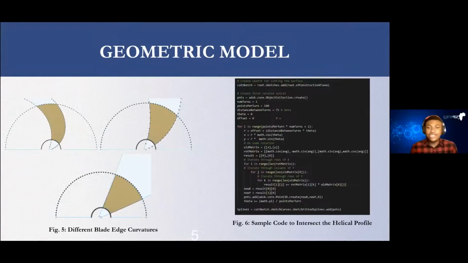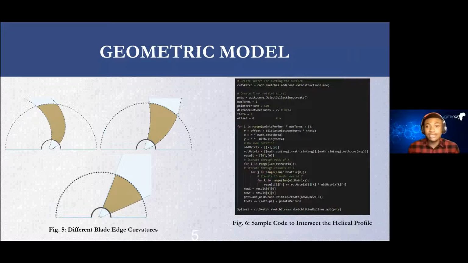Secondly, the edges of the fan blades were created by using two helixes and a semicircle. This was so as to create a closed profile in order to intersect the helical profile created. A hub was created, and also the fan impeller.